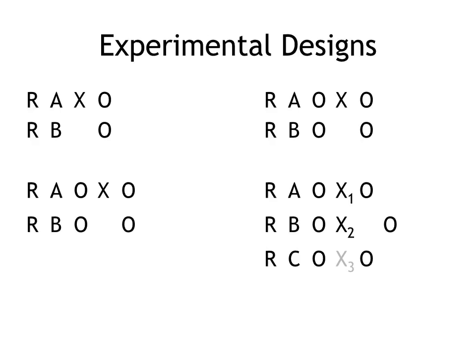In the top left quadrant there, you'd have random assignment to either group A or B. Then there'd be an intervention for group A, and you'd look at the outcomes for both groups and compare them to see if there's a difference in the scores on the outcome.